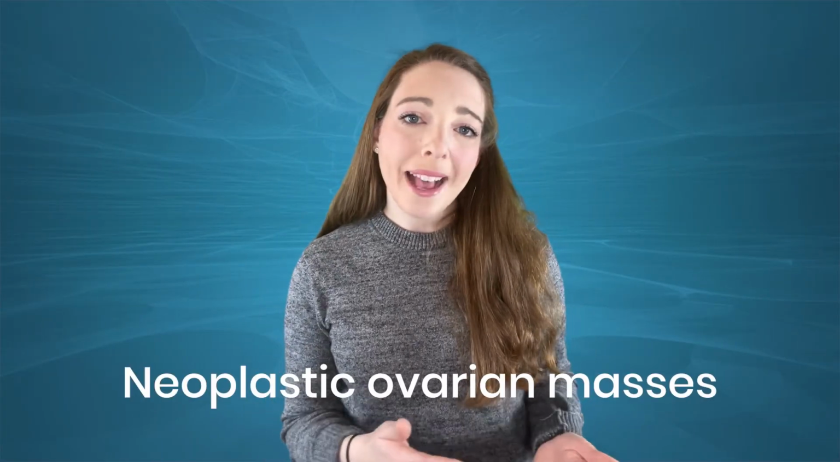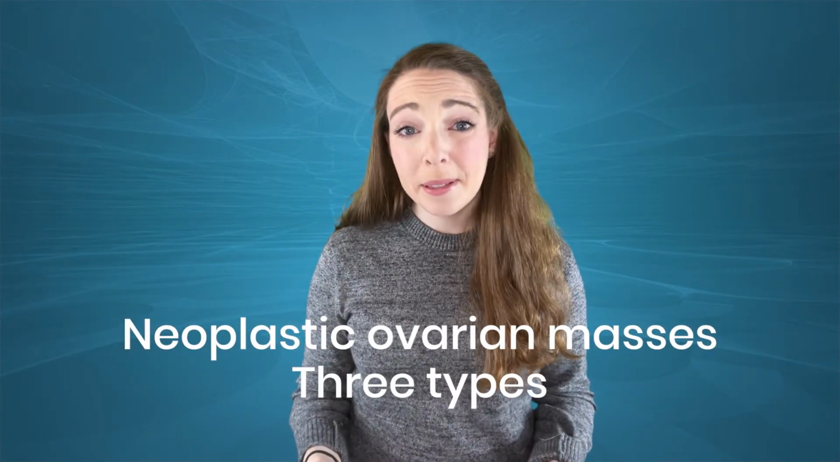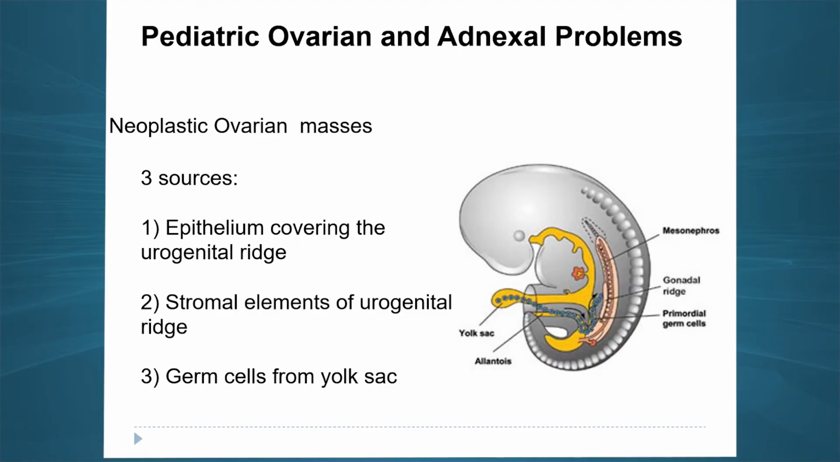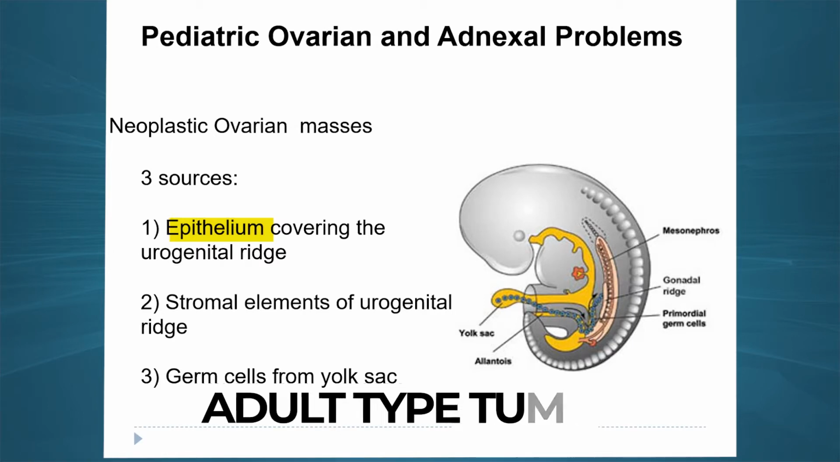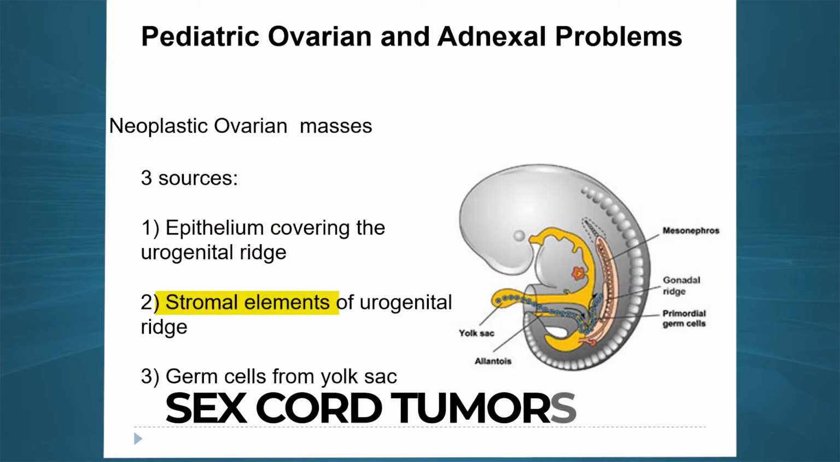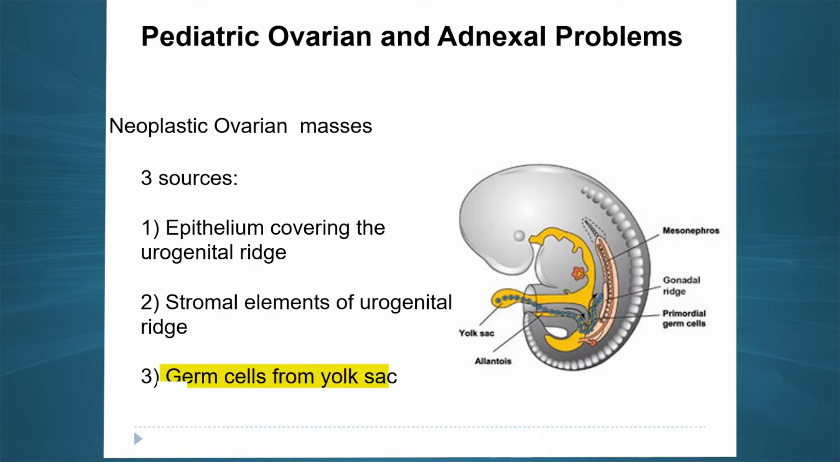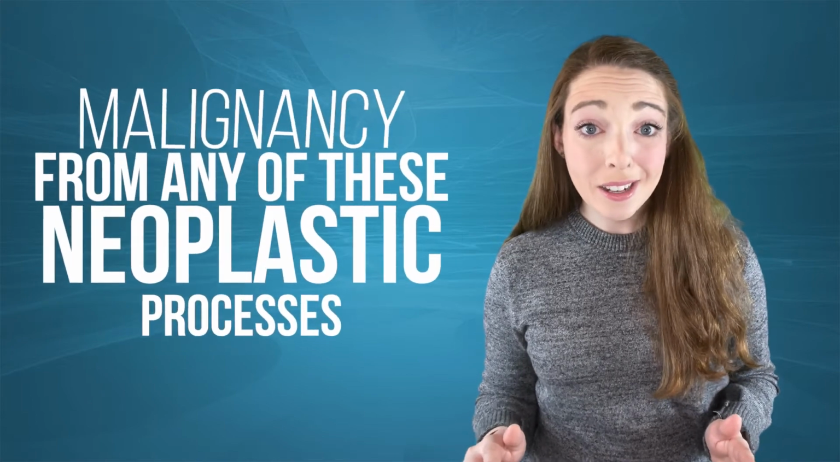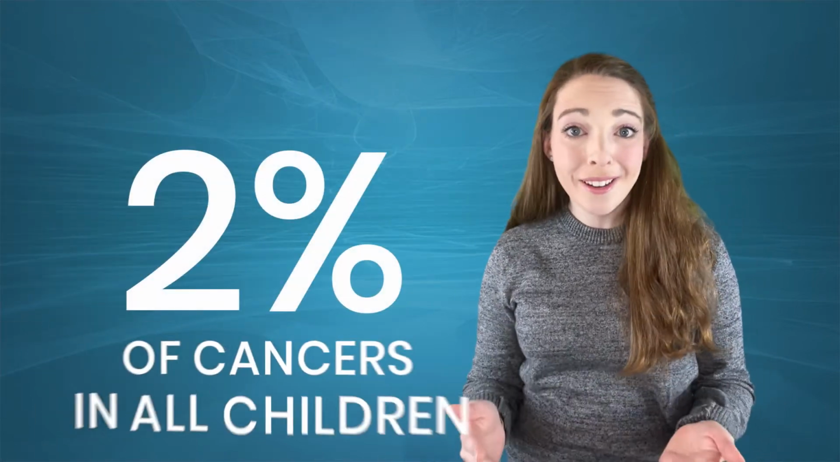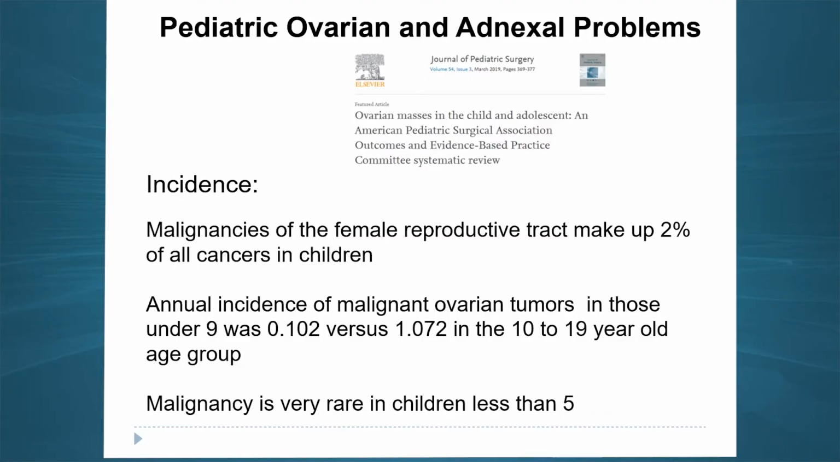When discussing neoplastic ovarian masses, there are three types based on their tissue of origin. So we can think of the three types of ovarian tumors based on their origin. The epithelium, so epithelial ovarian tumors, which we think of as more adult type tumors. The stromal elements, which come up with the sex cord tumors, and then the germ cells, which are from the yolk sac. Thankfully, malignancy from any of these neoplastic processes is rare, making up only 2% of cancers in children. Obviously a little bit more common in the older age group, the 10 to 19-year-old, and it's all reportable, really, any sort of malignant lesion under the age of 5.